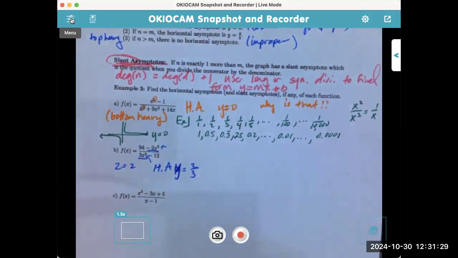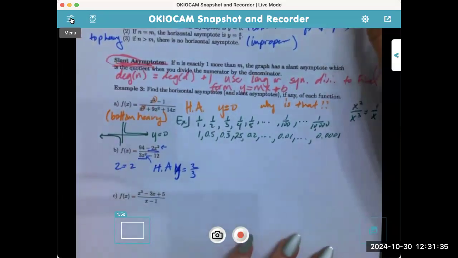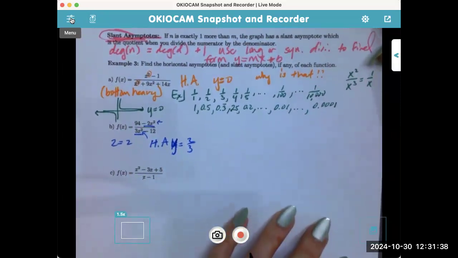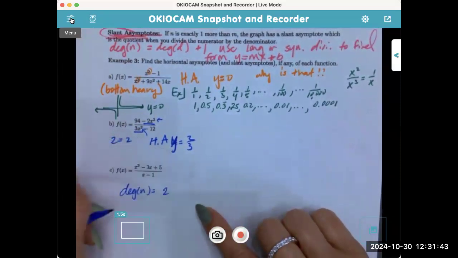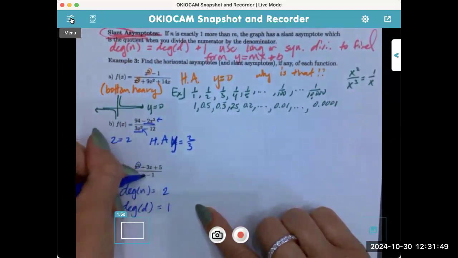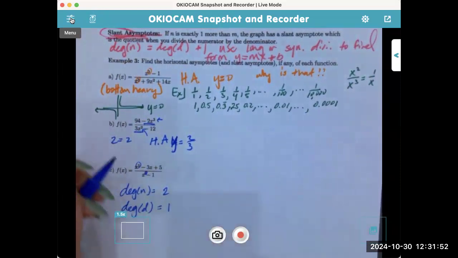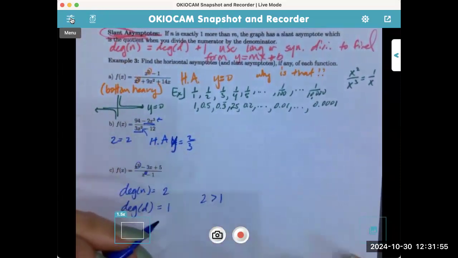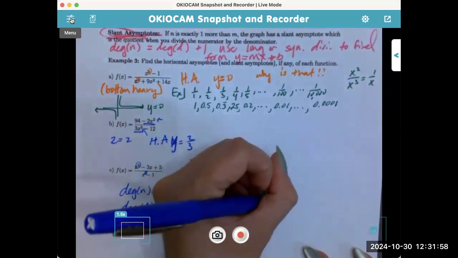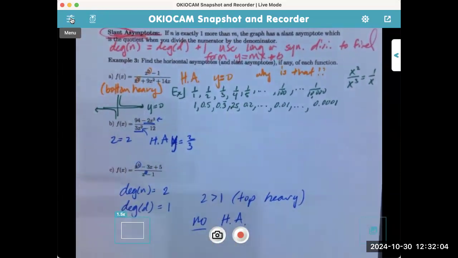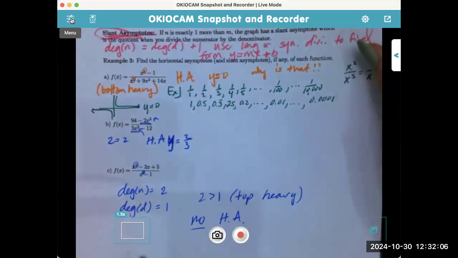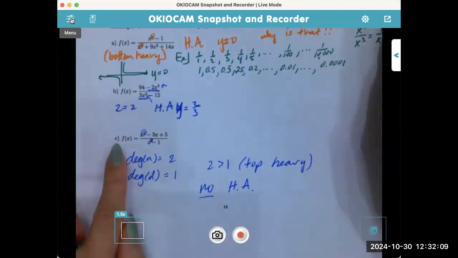These are kind of boring. They're just definitions. I don't really have any fancy things to tell you. Okay, so now C. Here, the degree of the numerator is equal to 2. The degree of the denominator is equal to 1. It's invisible, but there. So we know 2 is greater than 1. So this is top heavy. So there is no horizontal asymptote, and that's it. You just walk away. Let's do this example though.